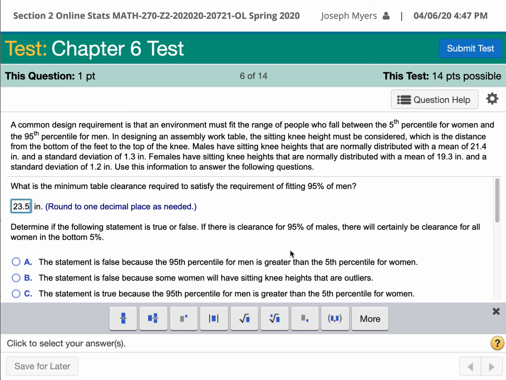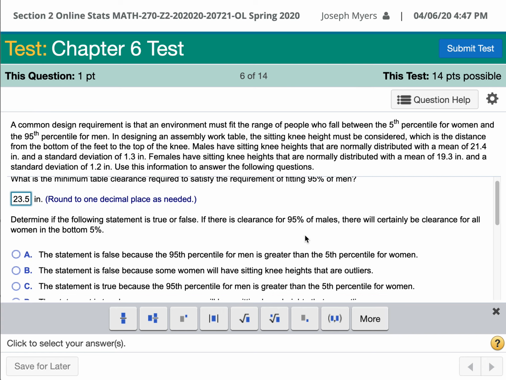Now, determine if the following statement is true or false. If there is clearance for 95% of males, there will certainly be clearance for all women in the bottom 5%. Well, the bottom 5% of women means the 5% of women who have the shortest knees. The very shortest 5% of the knees of women.